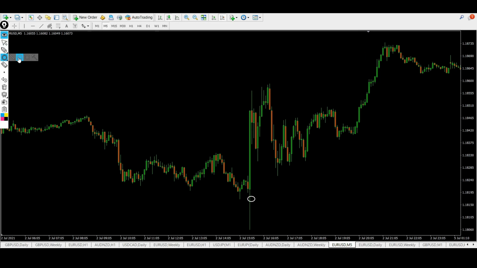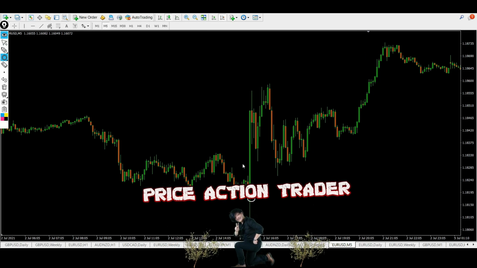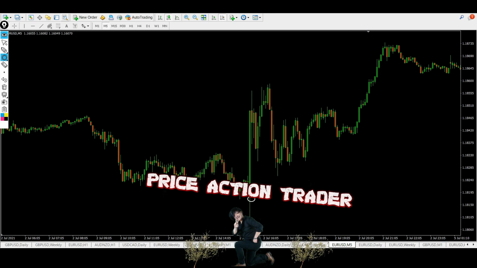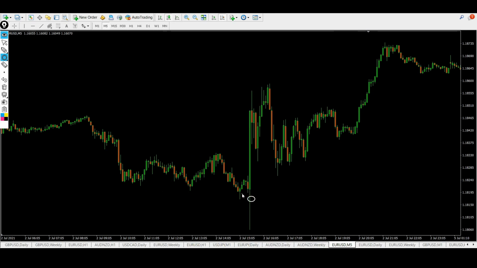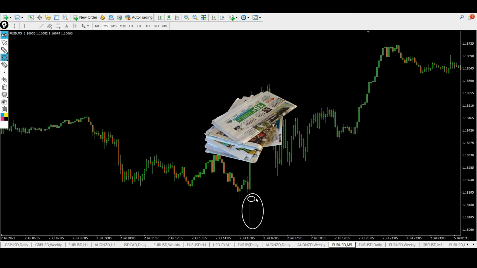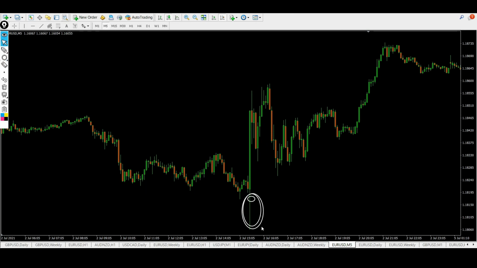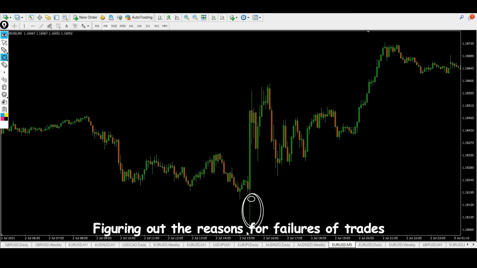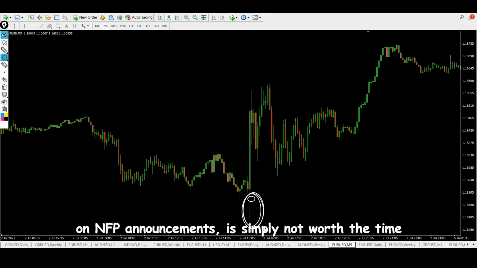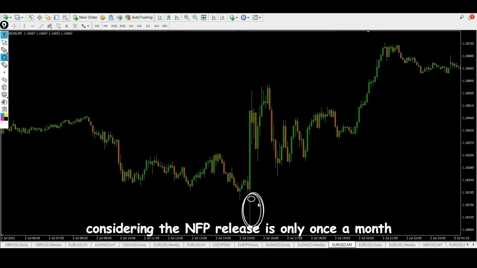And the second reason, like I mentioned earlier, is because I'm a price action trader. Now don't get me wrong, I did try to figure out the reason for the failures of trades with NFP announcements in the past. However, I could not figure it out through price action. Now if I was a fundamental trader, then perhaps the reason for the failure was solvable. However, in reality, since I'm a price action trader, figuring out the reasons for failures of trades on NFP announcements is simply not worth the time, considering the NFP release is only once a month.